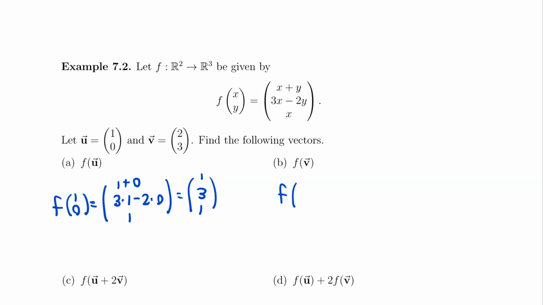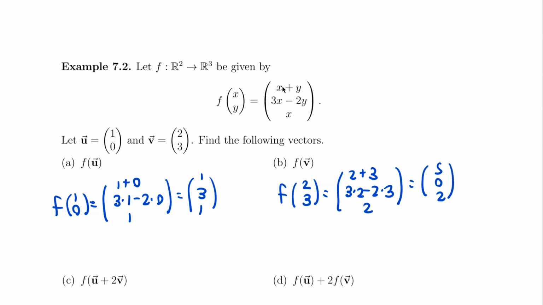On the other hand, if I want to find f of v, which is f of (2, 3), I can just plug 2 in for x and 3 in for y. So this is going to be 2 plus 3. The next one is going to be 3 times 2 minus 2 times 3. And the last one is going to be just 2. So I'm going to have (5, 0, 2) here.